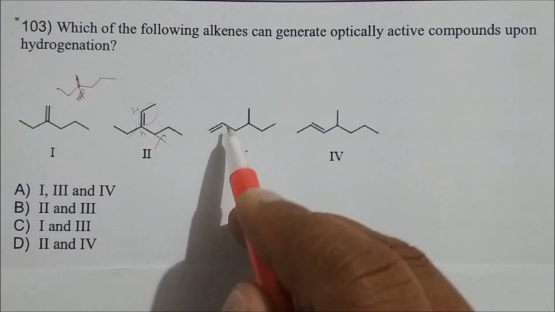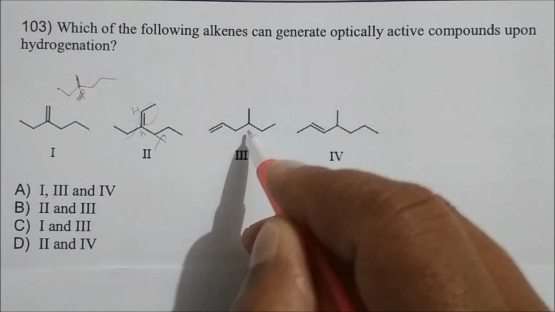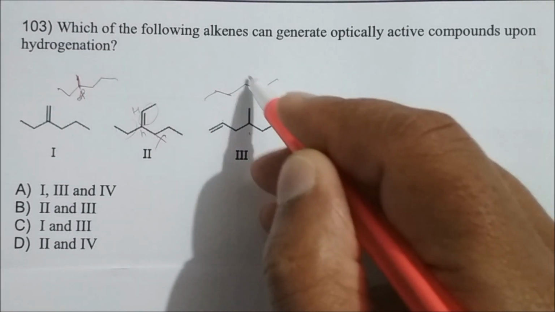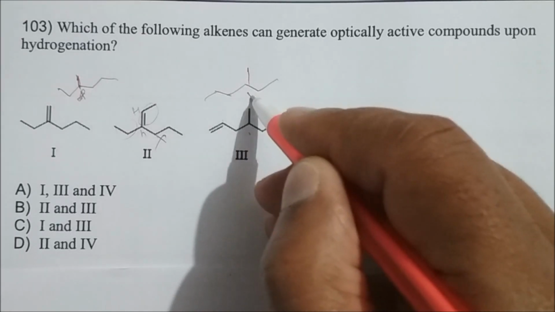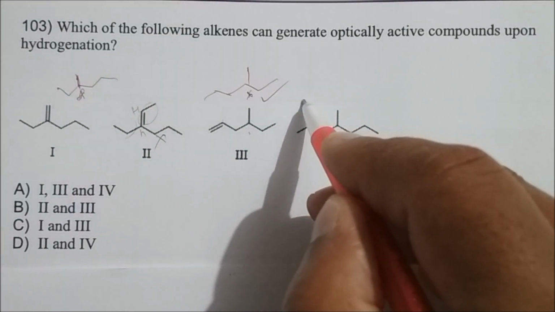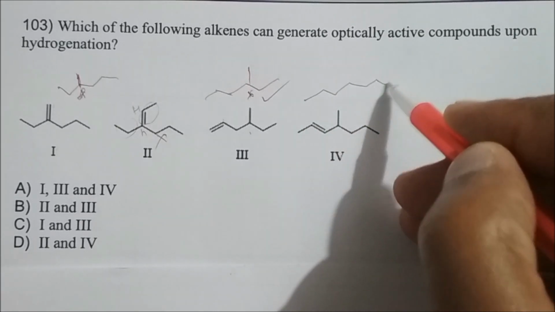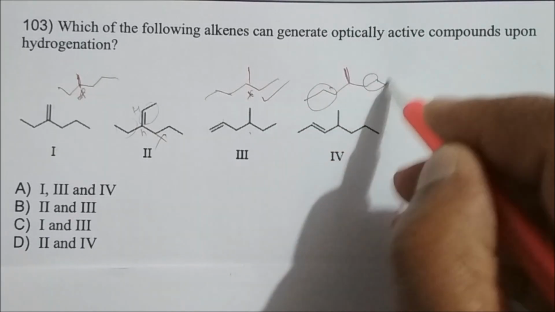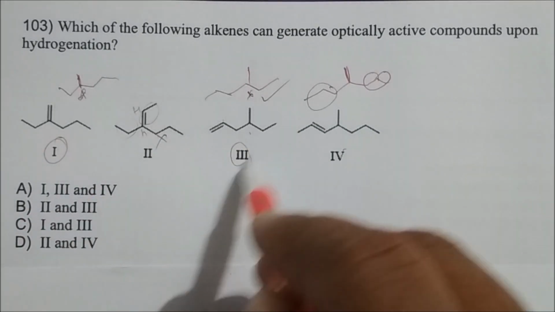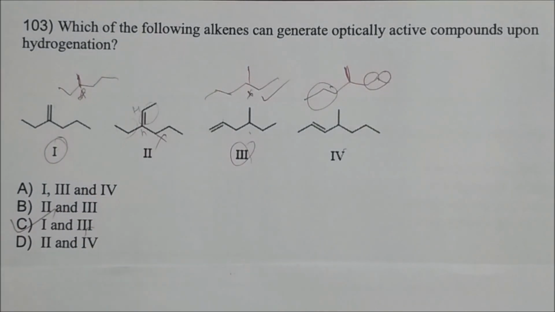If you hydrogenate this side, H H, again this carbon becomes chiral. So this is correct. And if you hydrogenate this one, after hydrogenation both groups are the same, so again it will lose the chirality. Only 1 and 3 are the correct answer. So C is the correct answer for this question.